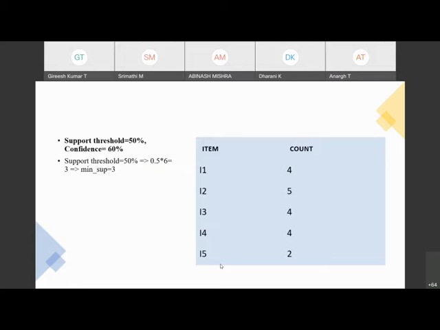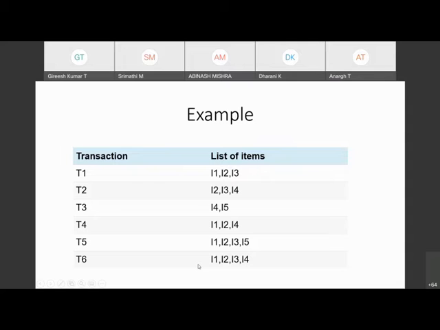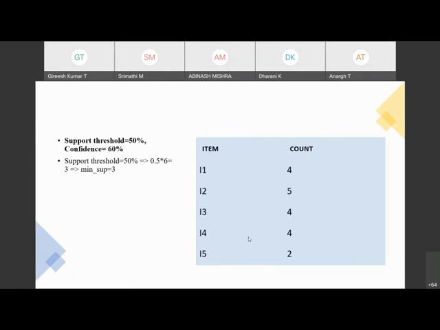In such a way we can calculate I3 or L3, it is 4, I4 that is 4, and for I5, item number 5 is present only in 2 positions: one is transaction 3 and another one is transaction 5. Now this is the frequency table for independent items, that means only one item.